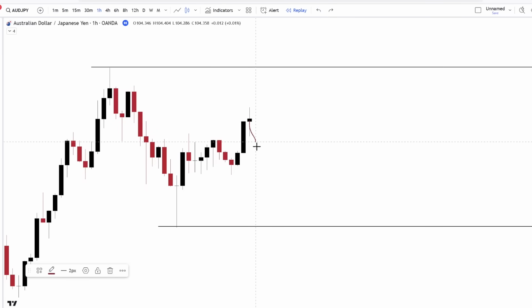And what happens if price approaches this level? Of course, you anticipate a liquidity run. But the difference here is we're targeting specific liquidity runs. We're not looking at just any simple liquidity run. The name of this video is high probability. So we're going to look for high probability liquidity runs.